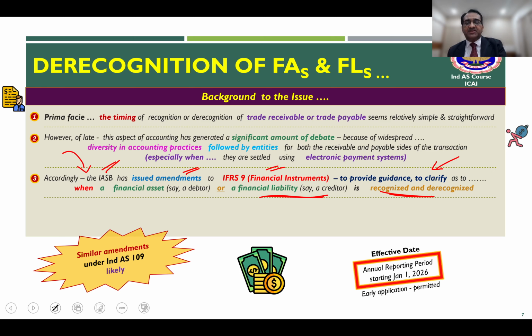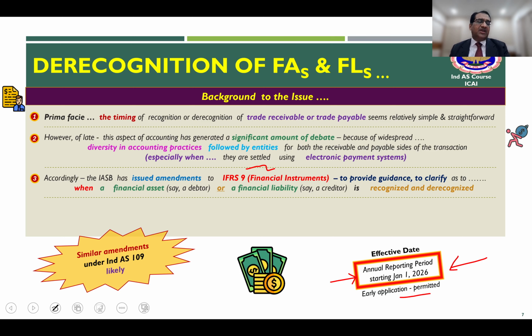This amendment has come under the IFRS world. Similar amendments are expected to come under the Ind AS world as well, under Ind AS 109. Now, it is important to note that from an IFRS perspective, these amendments to IFRS 9 are effective from annual periods commencing 1st of January 2026.